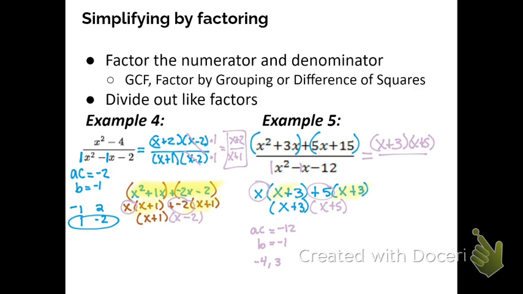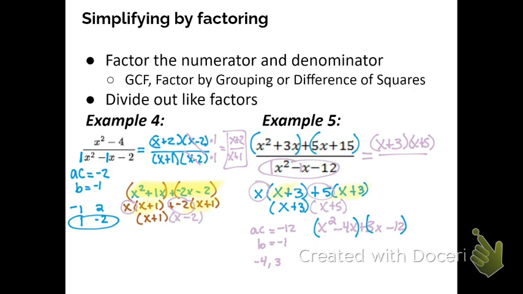So I'm going to rewrite my trinomial. I'm going to keep the first term the same, and I'm going to keep my last term the same. But for my middle term, instead of writing minus 1x, I'm going to write minus 4x and then plus 3x. And then keep my last term the same. So this is equivalent. I'm just rewriting the middle term as minus 4x plus 3x rather than minus 1x.